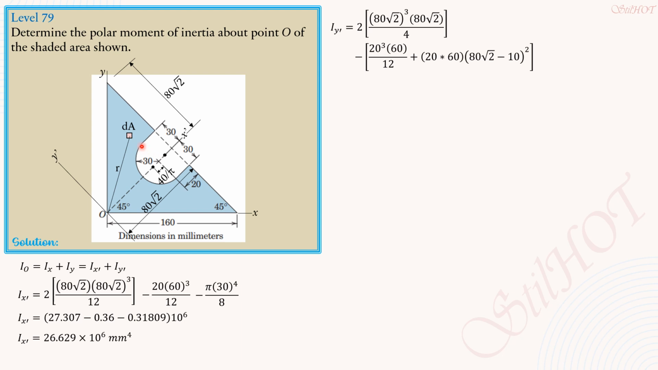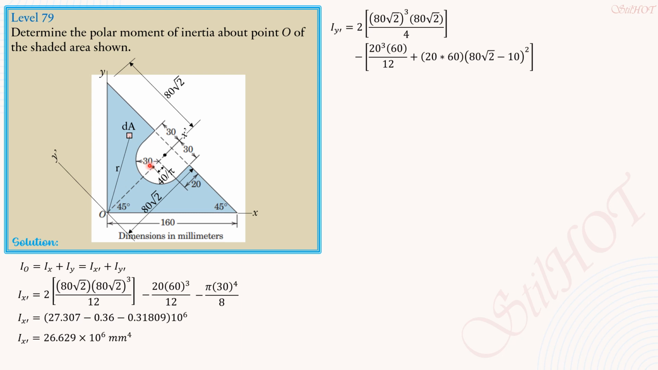Then for this semicircle, the moment of inertia with respect to this centroidal axis parallel to y prime is now 0.10976 r to the fourth, which is 30 to the fourth, 0.10976 times 30 to the fourth, plus area. Area is pi over 2, 30 square, then distance square.